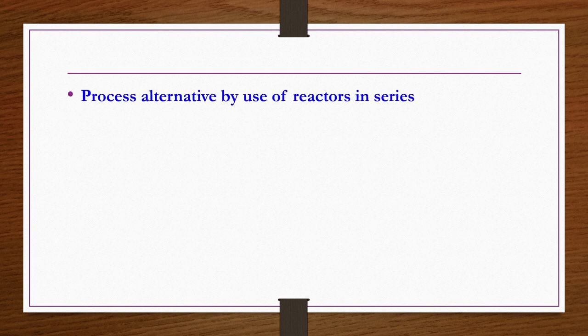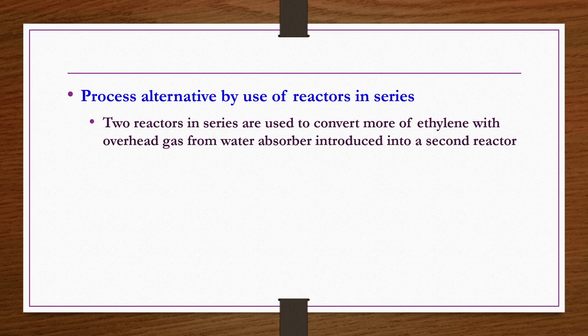Second option is process alternative by use of reactors in series. Two reactors in series are used to convert more of the ethylene, with overhead gas from the water absorber introduced into a second reactor. Whatever overhead gases you are getting from the water absorber in which ethylene oxide is being absorbed, from the top, those gases involve unreacted ethylene and air along with CO2 and water vapor, etc. If you take that mixture to the second reactor, then it has been found that yield is going to be improved.